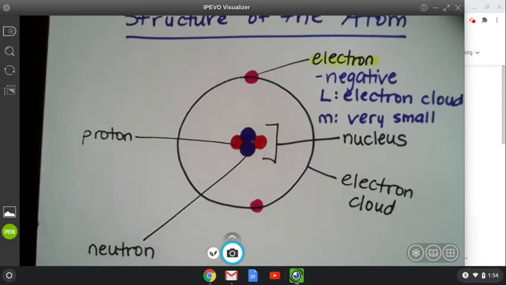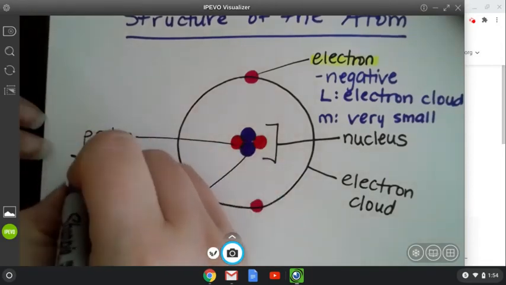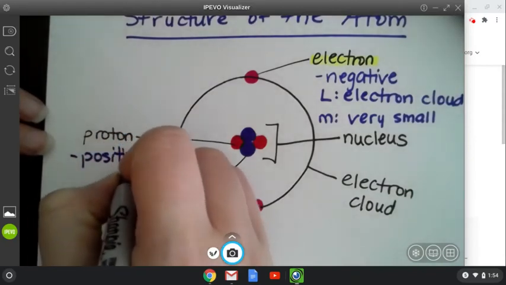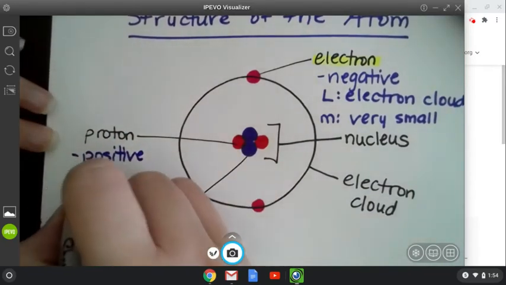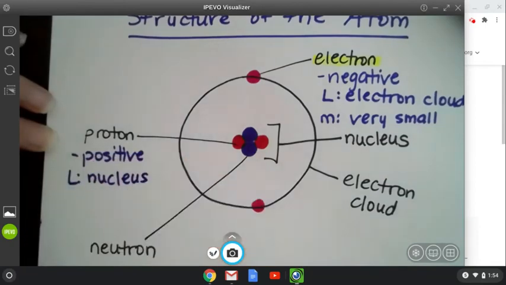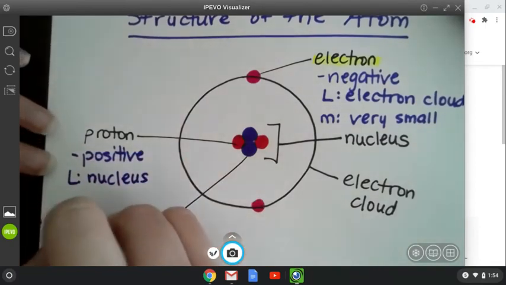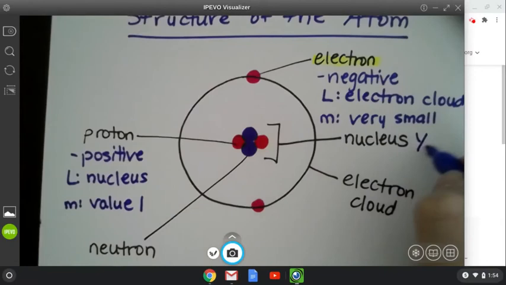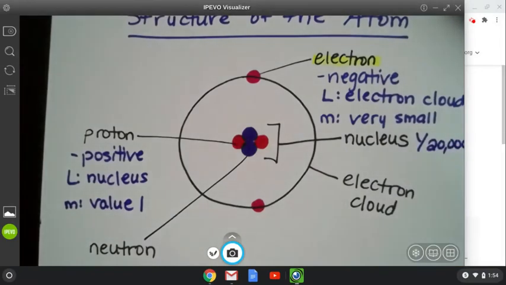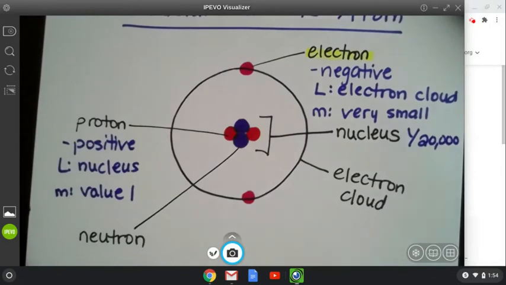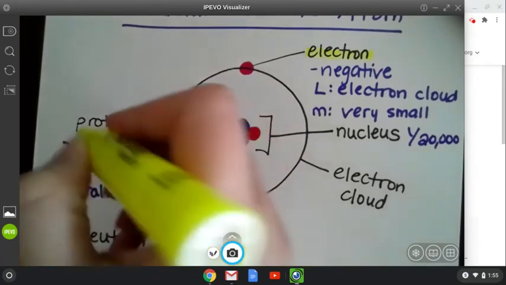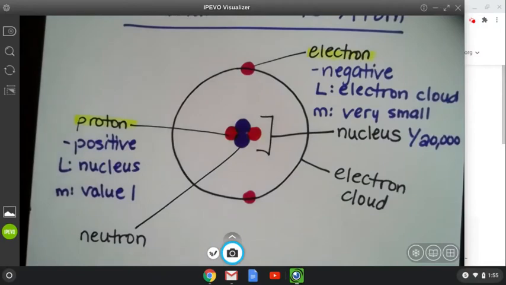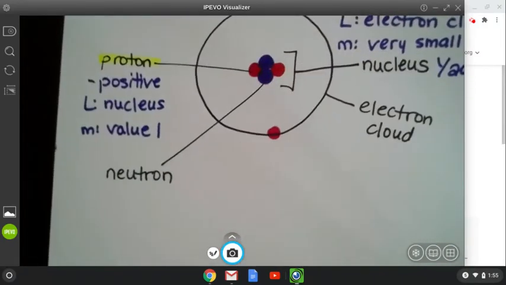Protons. Protons are positive. So they both start with a P. That's how you can remember that. Positive. Its location is the nucleus. And its mass, it's actually going to have just the general value of 1. And then your electron, I think this is in the notes, but it's 1 over 20,000. So it's super, super tiny. So that's our proton. Positive. Nucleus is location. Its value is going to be 1. So let's talk about the neutron, and then that'll wrap up the atom.